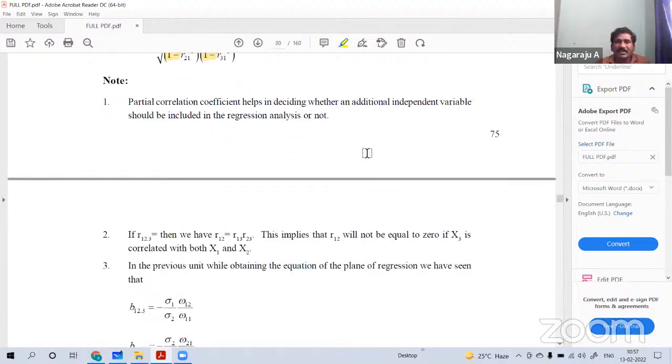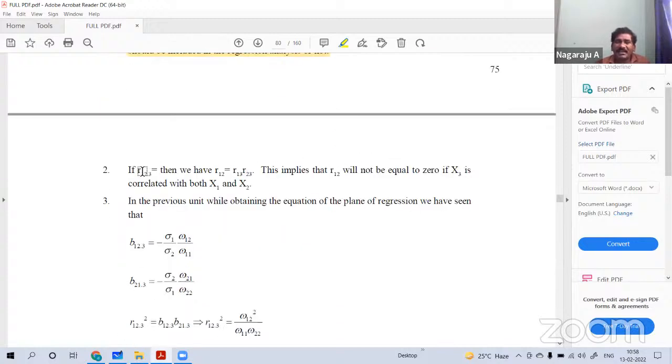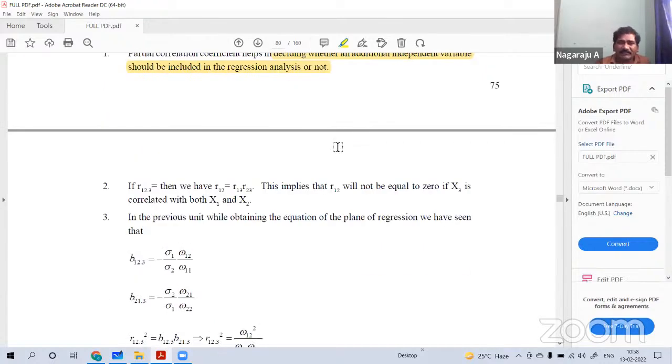Partial correlation coefficient. What are the rules it will follow? First, I'm giving some properties. In that, it is a partial correlation coefficient. It helps in deciding whether the additional independent variables should be included in the regression analysis or not. That is the first question. Next, the second question is, if yes, it should be included, then we can go for that.